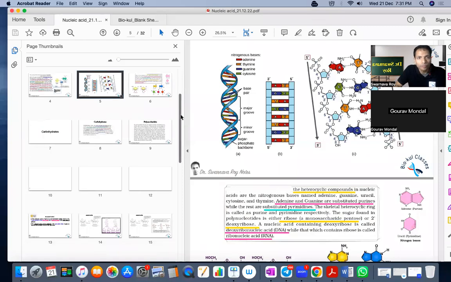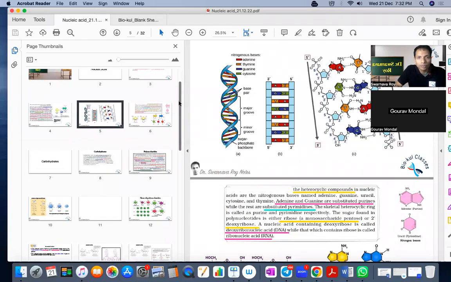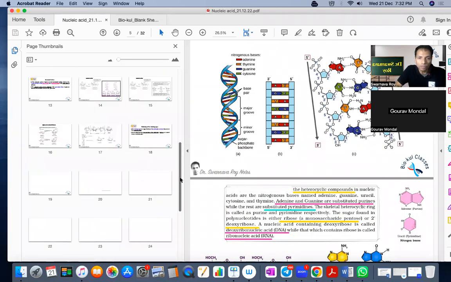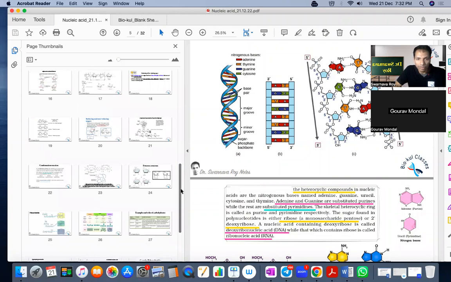So now I think we have finished all about nucleic acids. Now we'll go to complex polysaccharides.